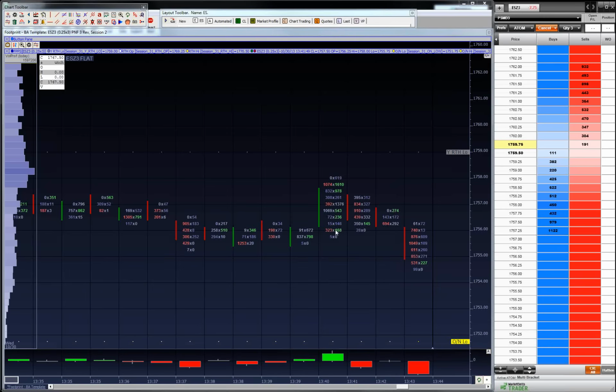I'm only concerned with looking at the red or the green. Here's an article on this. This is a little more of a write-up on the volume imbalance, and I encourage you to take a look at that if this is of interest.